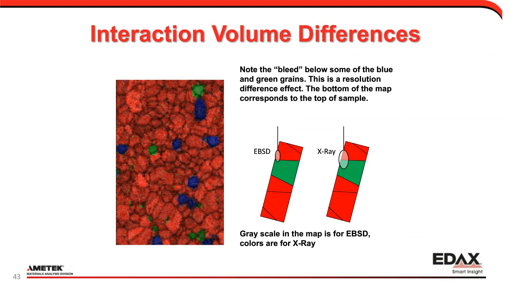So our EBSD generates our data from a smaller volume than the X-ray data. So it's possible that when our EBSD is coming from one grain, our X-ray information is coming from another grain or another phase. But it is aligned within the tilt. And so the reason that that's important is, here's a little schematic.